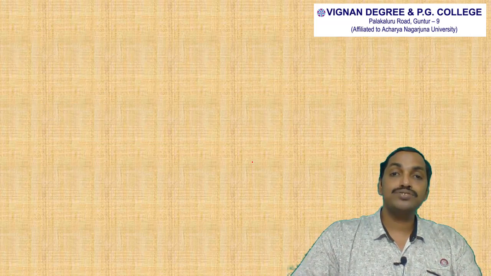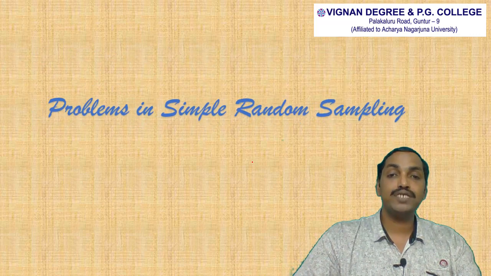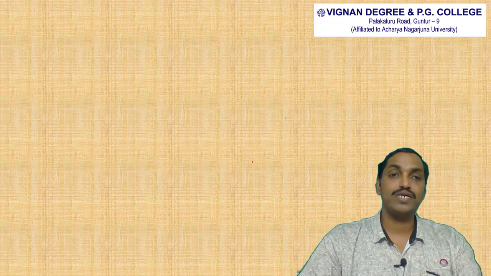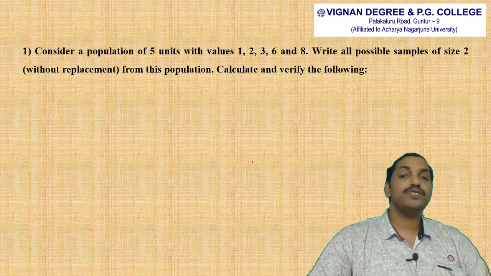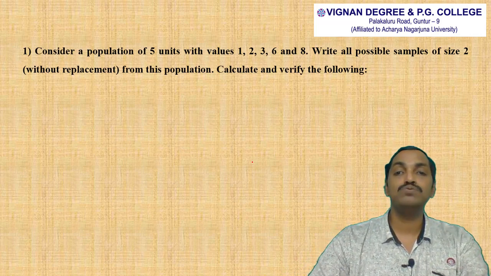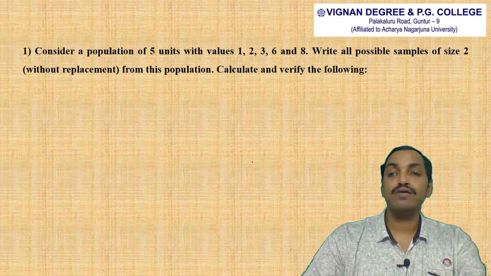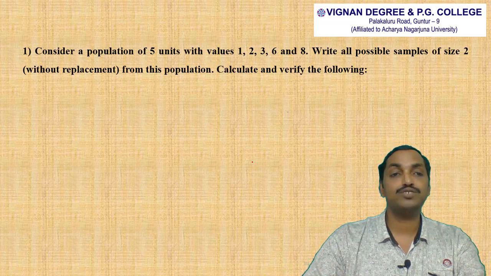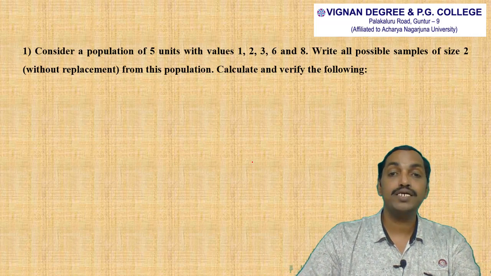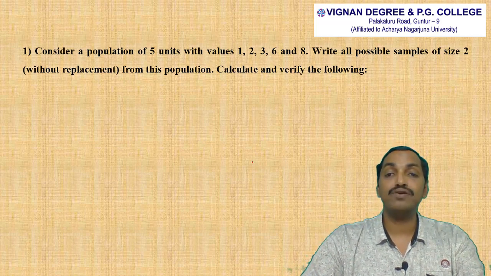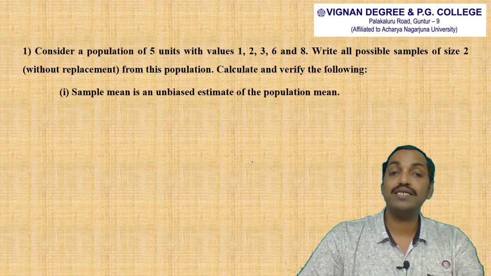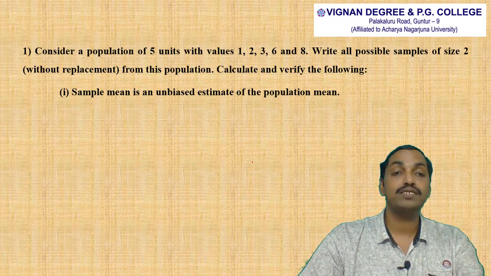Next, we are going to solve a few problems in simple random sampling. The first one is: consider a population of 5 units with values 1, 2, 3, 6 and 8. Write all the possible samples of size 2 using without replacement from this population. Calculate and verify the following. The first one is, sample mean is an unbiased estimator of the population mean.